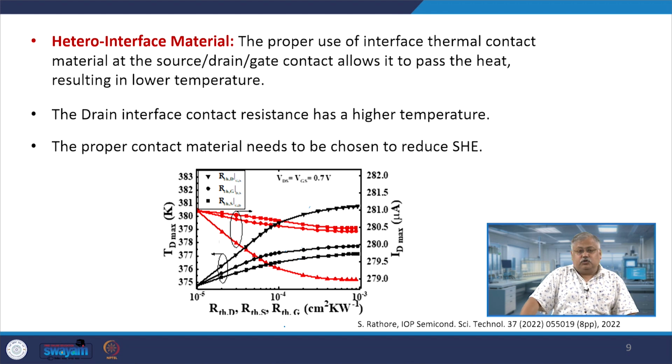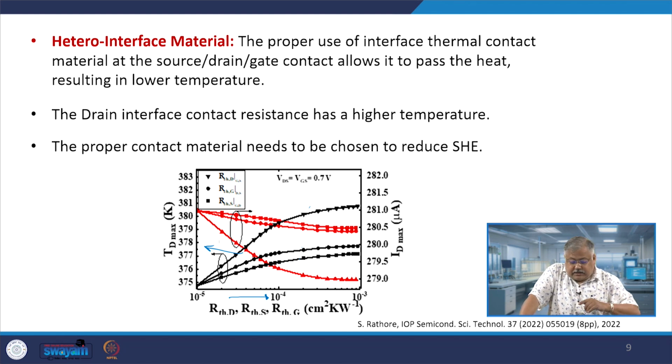And we have chosen the value of VGS and VDS to be equal to 0.7 volts. And as you can see here, the maximum drain current is when you try to make maximum drain current. So, first of all, let us see what happens. If I increase the value of RTH, the lattice temperature starts to increase. Expected also, because when your thermal resistance goes high, obviously the temperature will also go high.